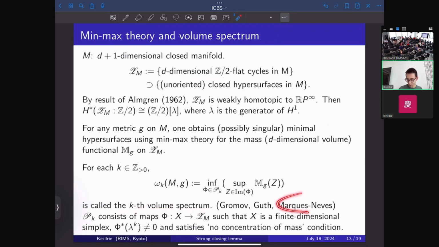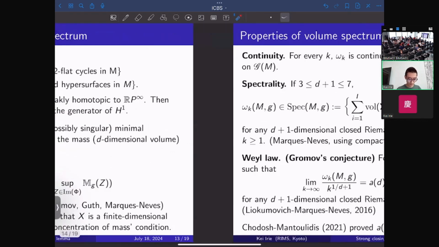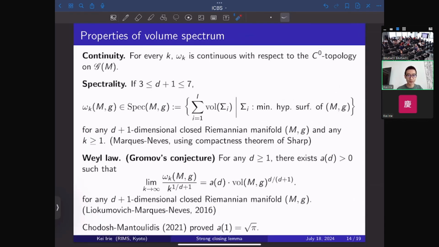This definition is due to Marques and Neves, and essentially the same definition was introduced by Gromov and also studied by Guth. And quite interestingly, this volume spectrum behaves very similarly to the ECH spectral invariants. Namely, it satisfies the following three properties. The first property is continuity. That means that for every k, omega_k is continuous with respect to the C^0 topology on the set of metrics. The second property is spectrality.